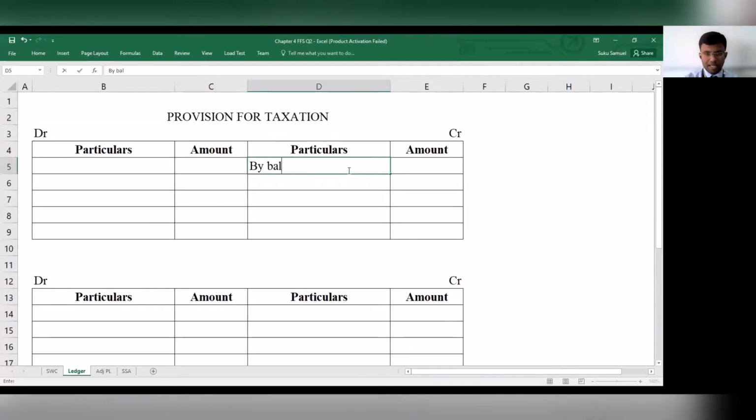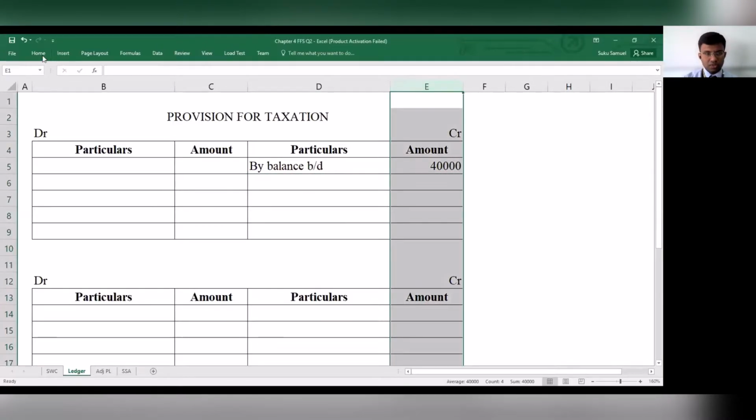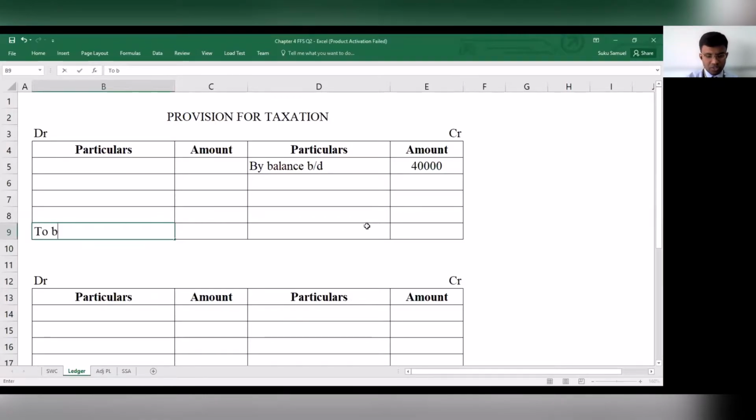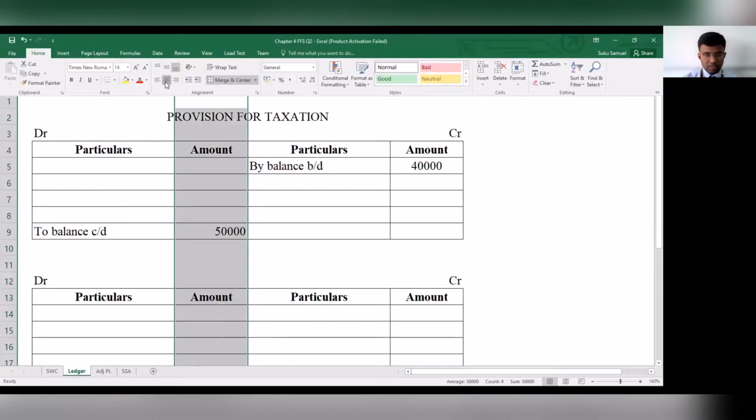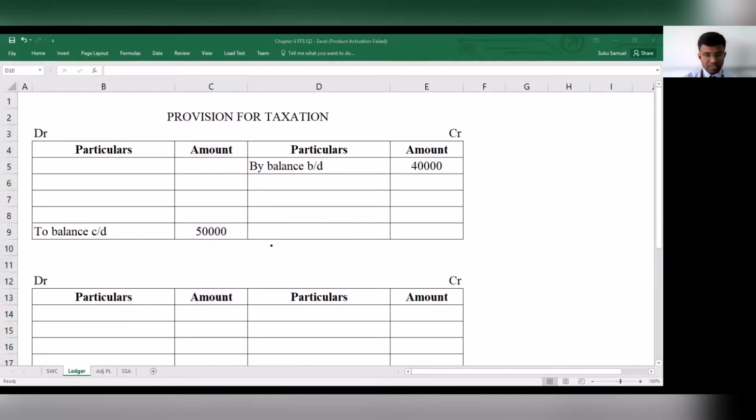So it will be by balance brought down, and the balance that you would be bringing down is 40,000. So that has been considered. Then closing balance will be featuring on the debit side. So to balance carried down, and then here it is 50,000. Okay, so this has been completed.